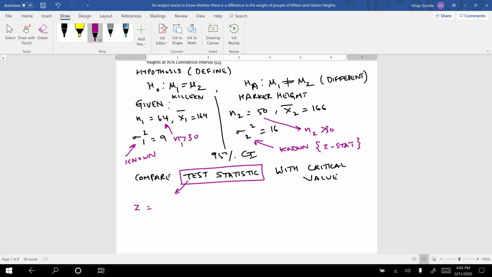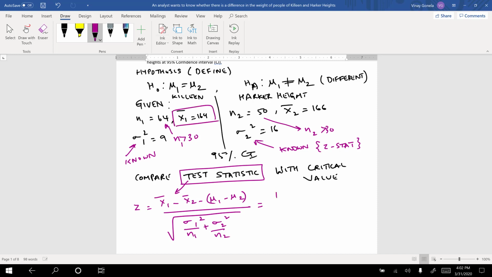So Z is equal to x1 bar minus x2 bar minus mu1 minus mu2 divided by square root of sigma 1 square by n1 plus sigma 2 square by n2. So this one, x1 bar is 164 minus x2 bar is 166, and then mu1 minus mu2.